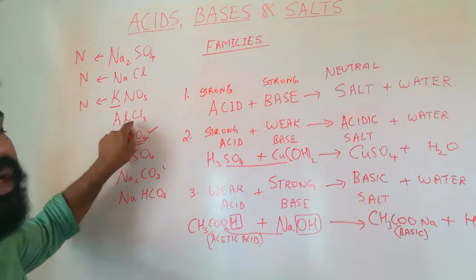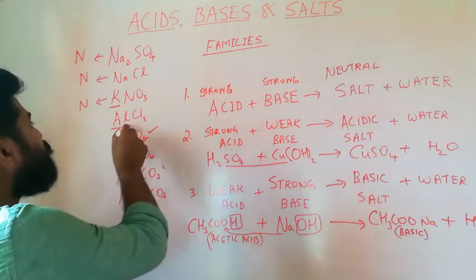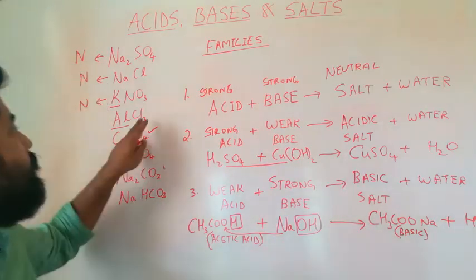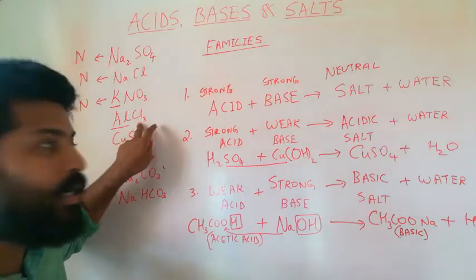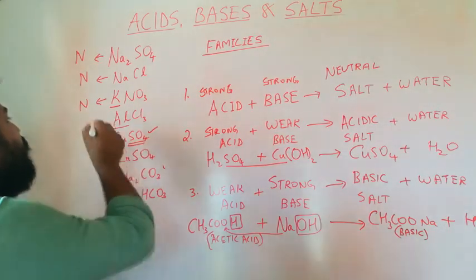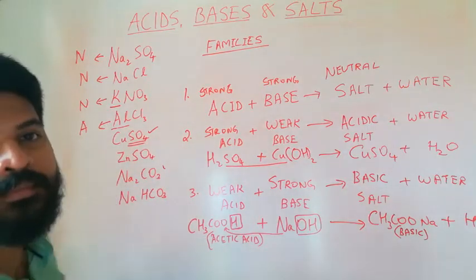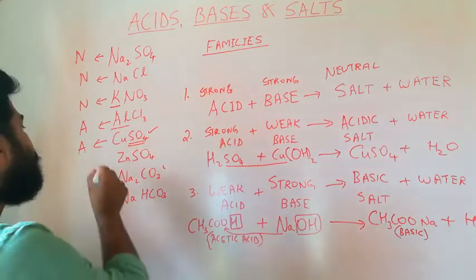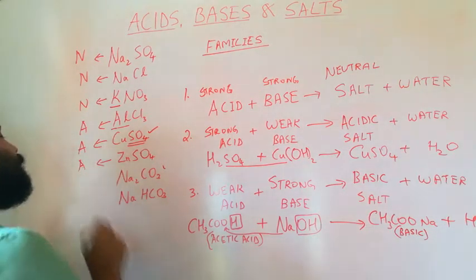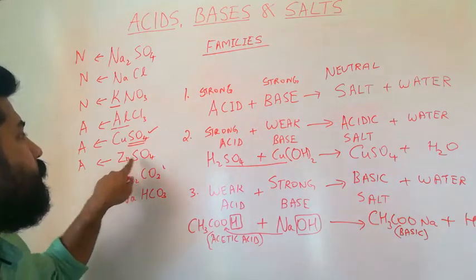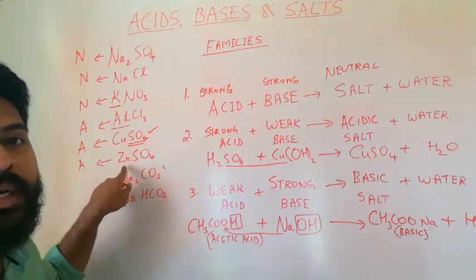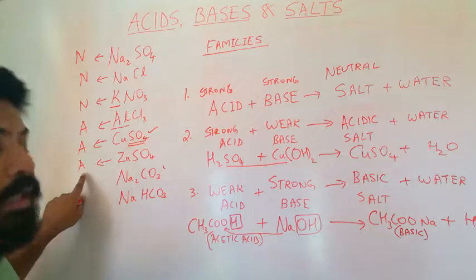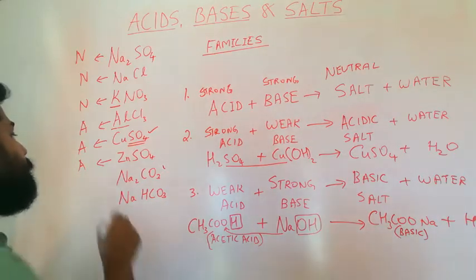Take the case of aluminium chloride. The aluminium portion comes from aluminium hydroxide, which is a weak base, whereas the chlorine part comes from hydrochloric acid. So it is a strong acid, weak base. So it will be an acidic salt because acid is strong. Copper sulfate we already know it is an acidic salt. Zinc sulfate will also be an acidic salt because zinc hydroxide will react with sulfuric acid. Zinc hydroxide is a weak base, whereas sulfuric acid is a strong acid. So that would also be, in theory, an acidic salt.